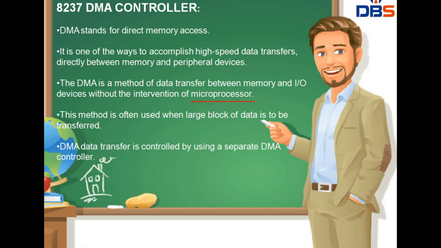This method is often used when a large block of data is to be transferred. In the previous session, with the 8257, we transferred a small amount, and by using this 8237 DMA controller we transfer a large block of data. The DMA data transfer is controlled by a separate DMA controller. That means we are using a number of slaves for one master.